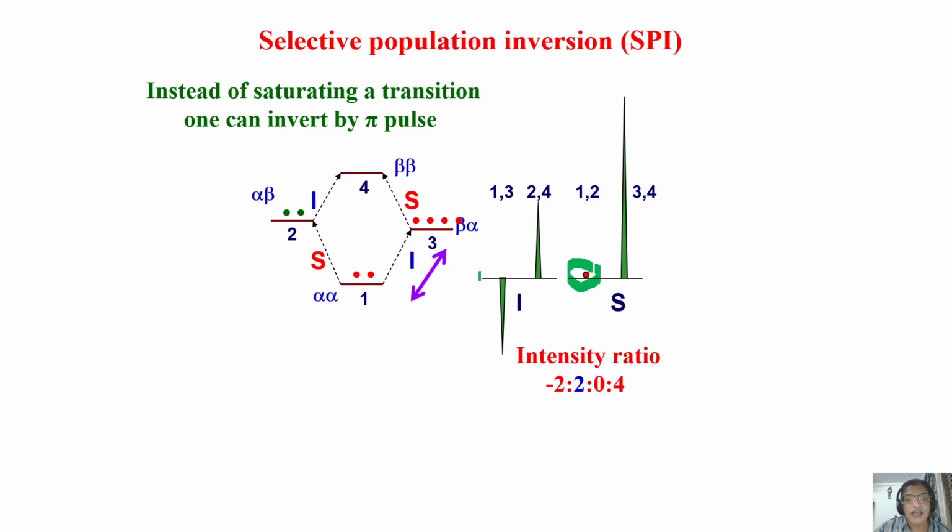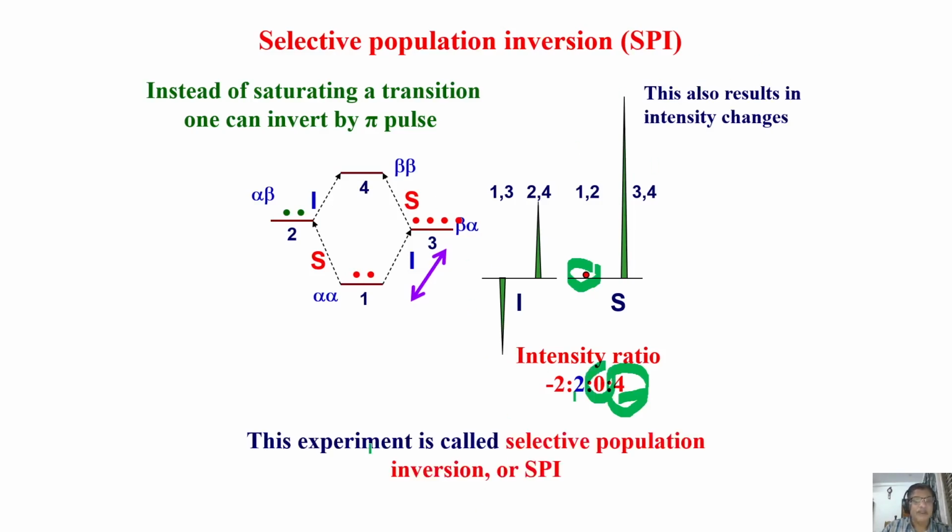You understand what is happening? Now consider transition 3-4. So this is 4, this is 0. What is the population difference? 4. So what is the intensity ratio now? -2, 2, 0, 4. Fantastic. I inverted one of the transitions of I spin and enhanced the signal intensity of the other, coupled spin, by a factor of 4. Of course, this has come down. We will worry about it later. But what it means is this experiment also changes the intensity. There are two ways of enhancing the intensity of the coupled spin. One is selective population transfer.